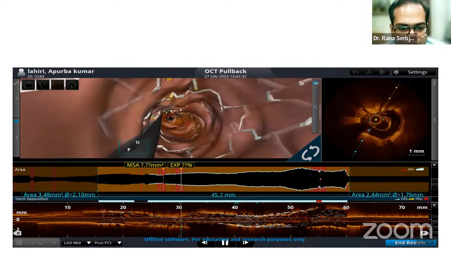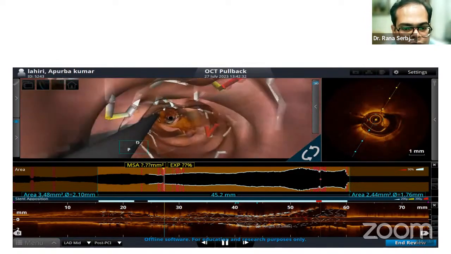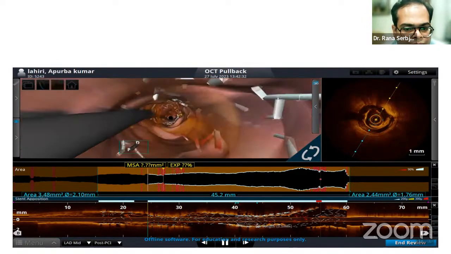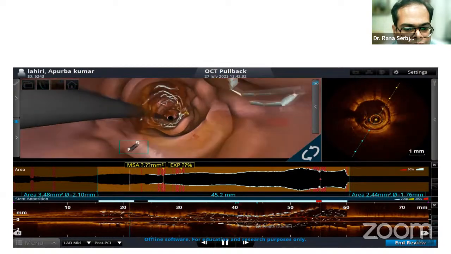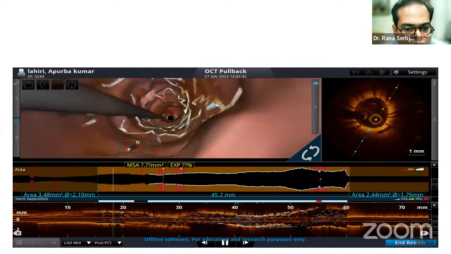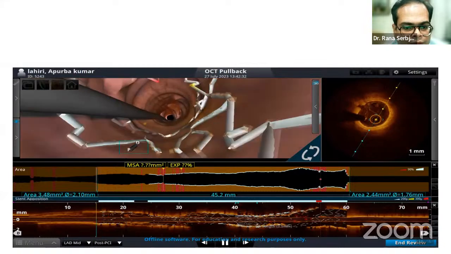If you can appreciate, the stent really came out very well. The apposition is quite good.